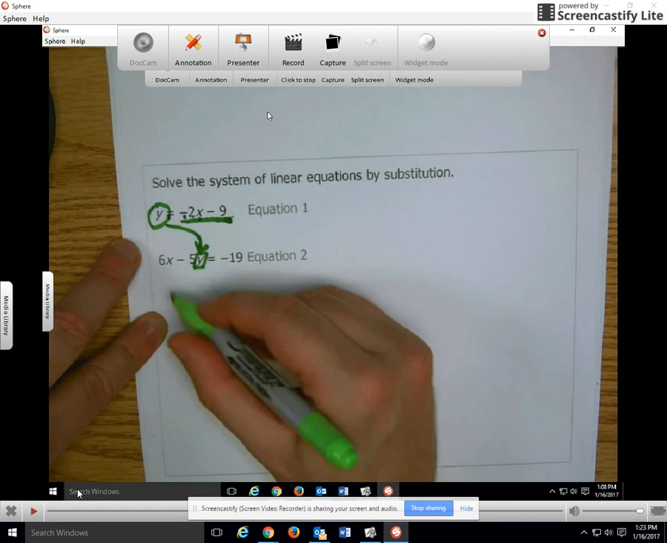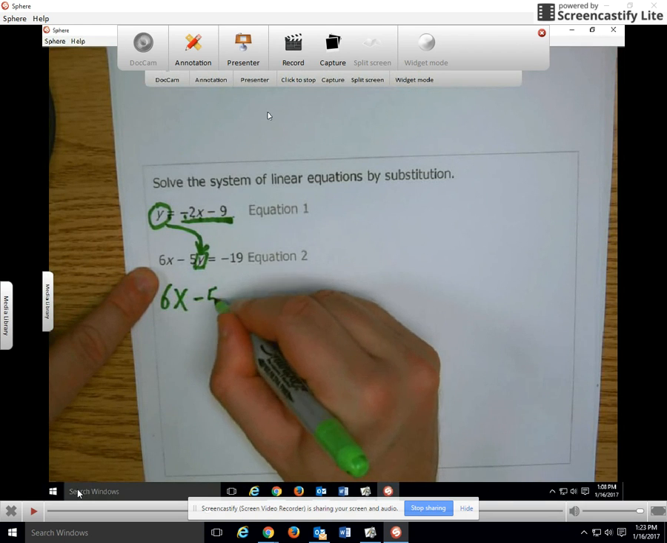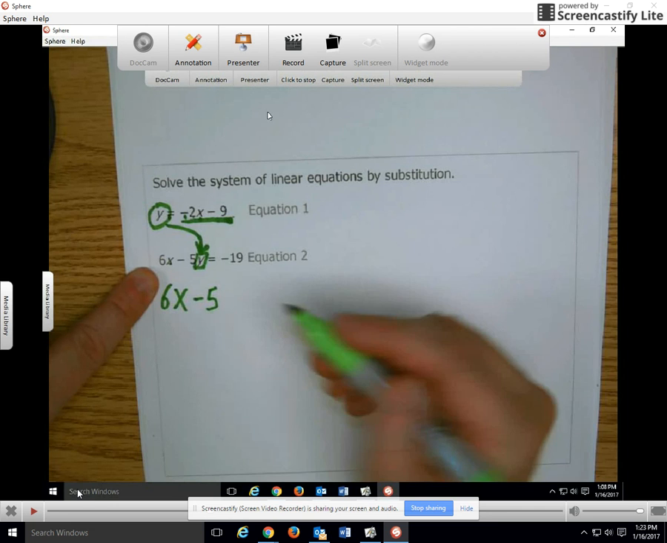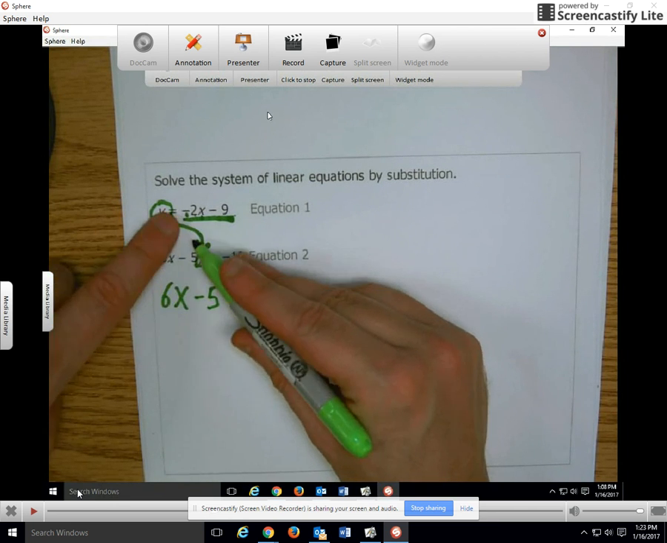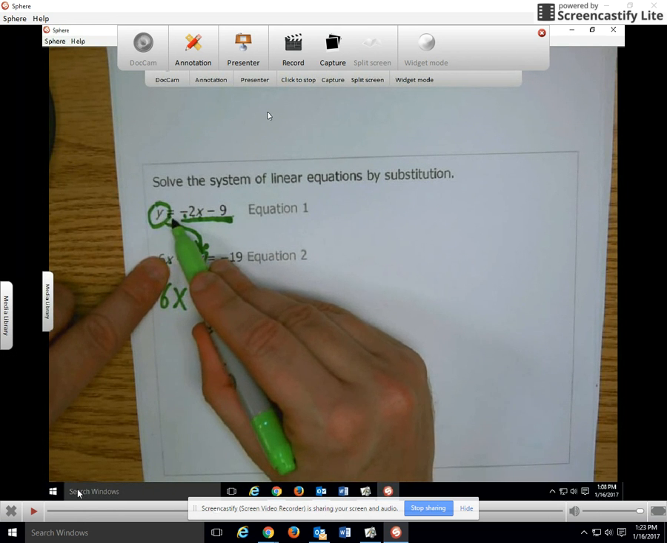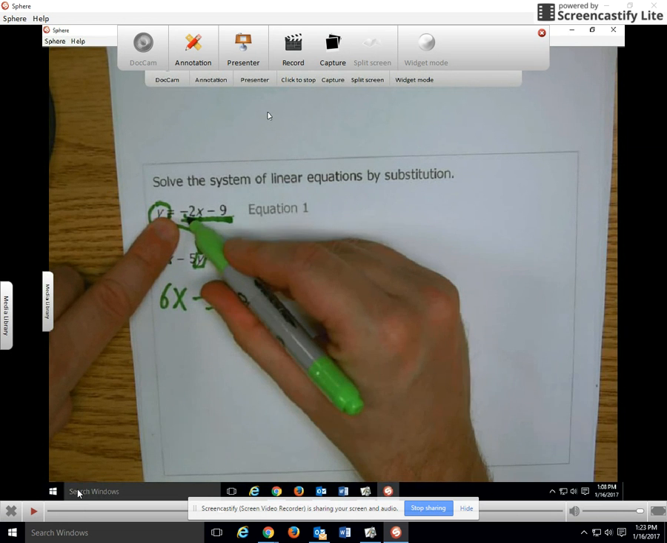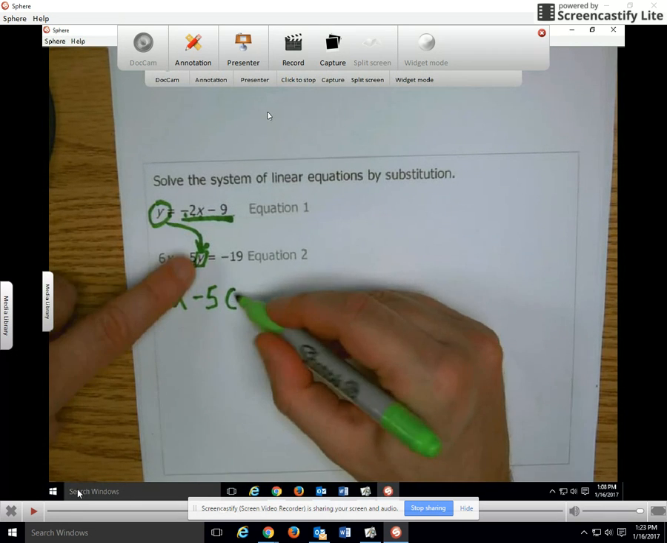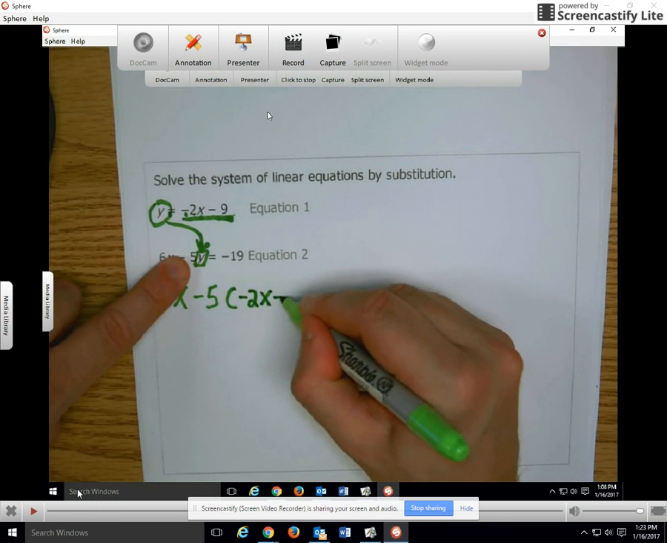So we're going to rewrite this second one, 6x minus 5, 6x minus 5, so far the same, but in place of the y, we're taking the y out, and we're substituting in what the y actually is. And what is the y? Well, the y is a negative 2x minus 9. So instead of a y, I'm writing negative 2x minus 9.